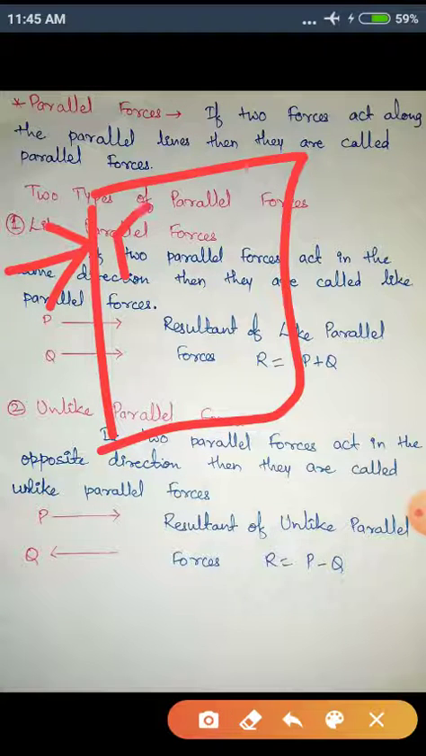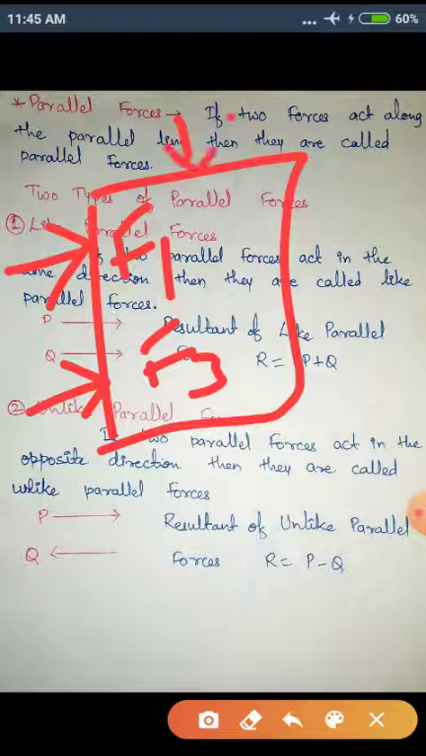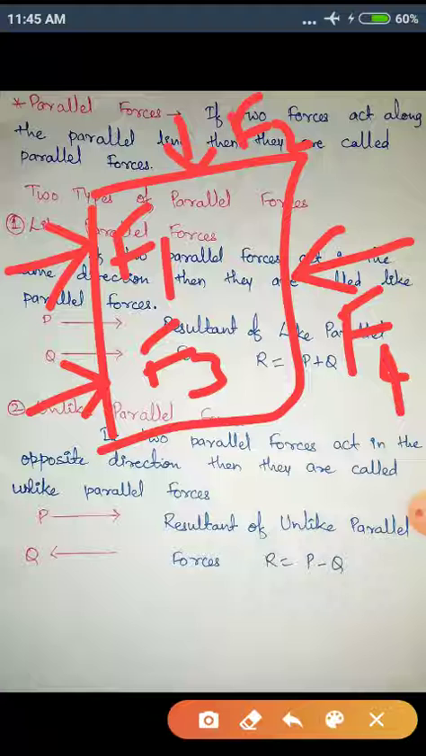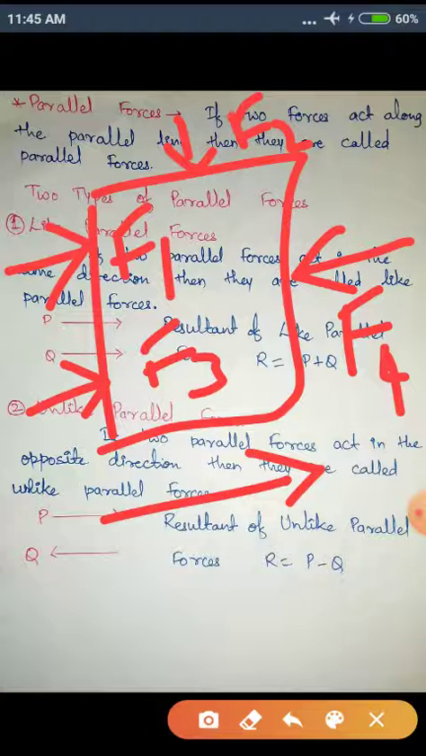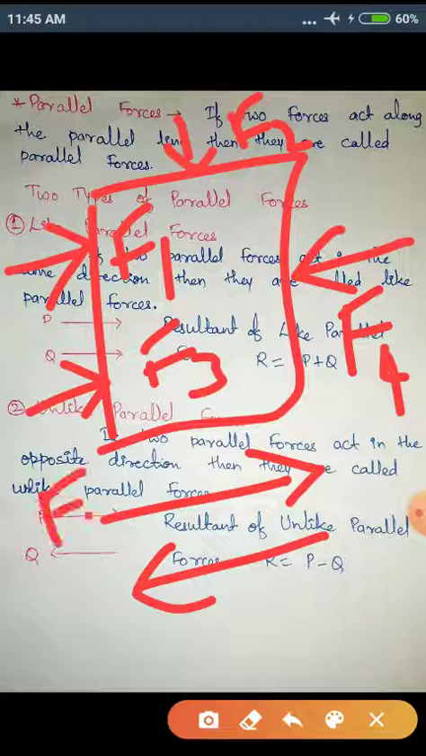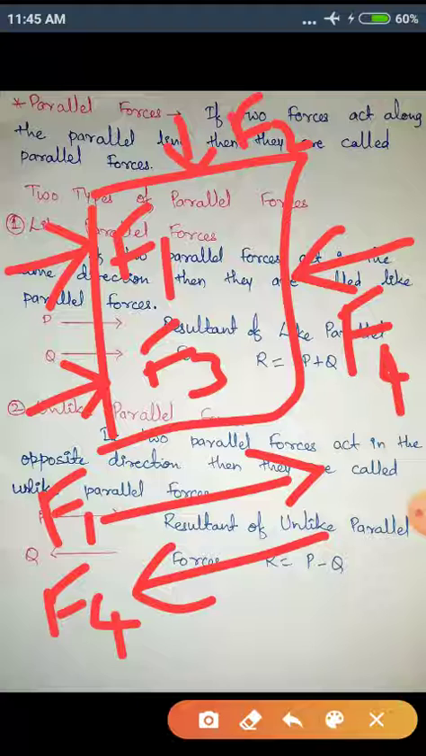F1 is acting here, F3 is acting here, and F2 is here. So F1 and F3 are parallel forces. If another force F4 is acting in this direction, then what is happening? The direction of F1 is this, the direction of force F4 is this. Therefore, F1 and F4 are also parallel. The directions are opposite, but they are parallel forces because their lines of action are parallel to each other.